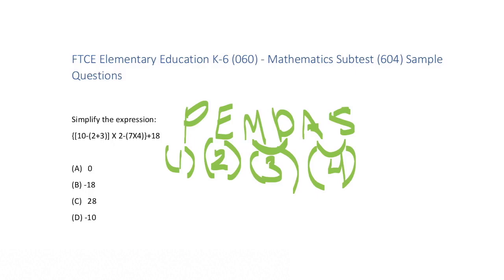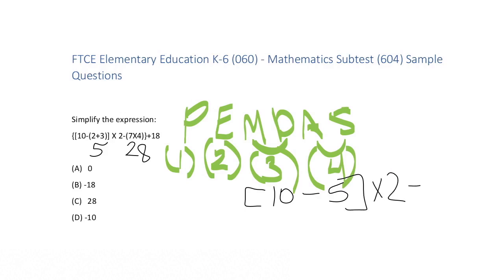We would do 2 plus 3, which would give us 5. And we would do 7 times 4, which would give us 28. Next, we would bring those numbers down, and we would keep our brackets in place. So we would have 10 minus 5, enclosed in brackets, times 2 minus 28 in brackets, plus 18.